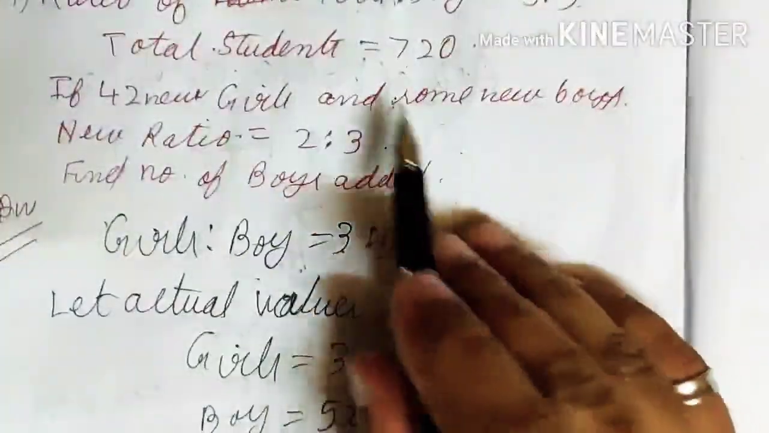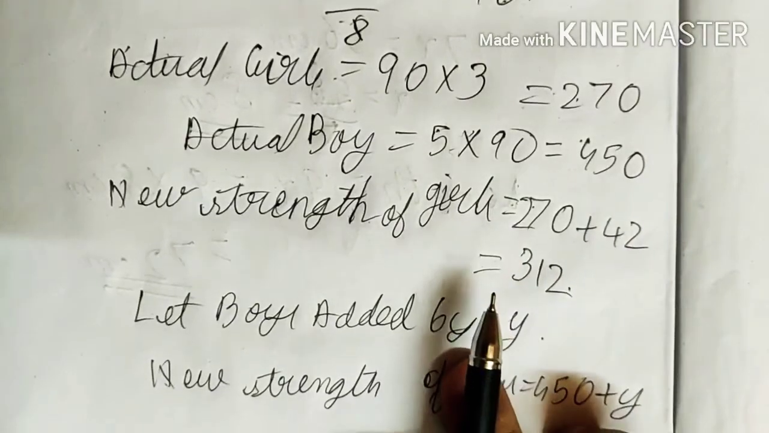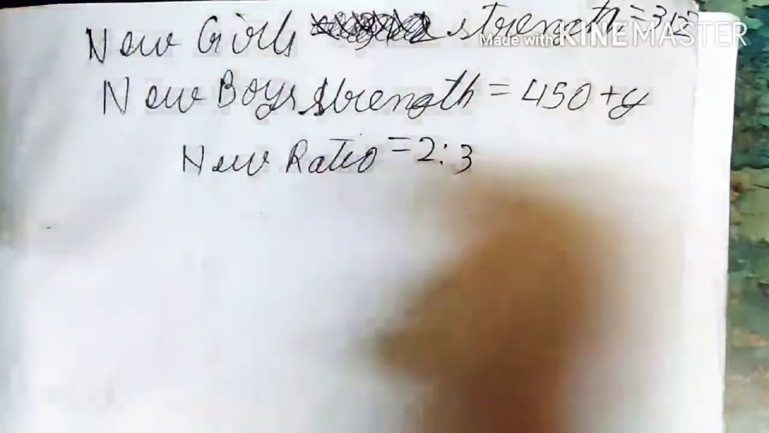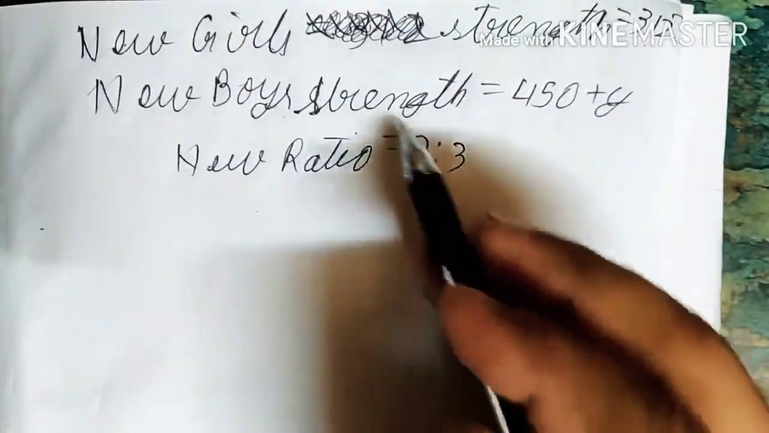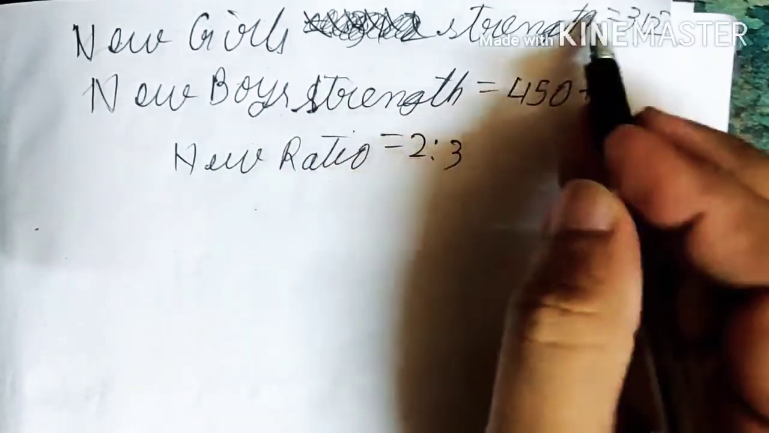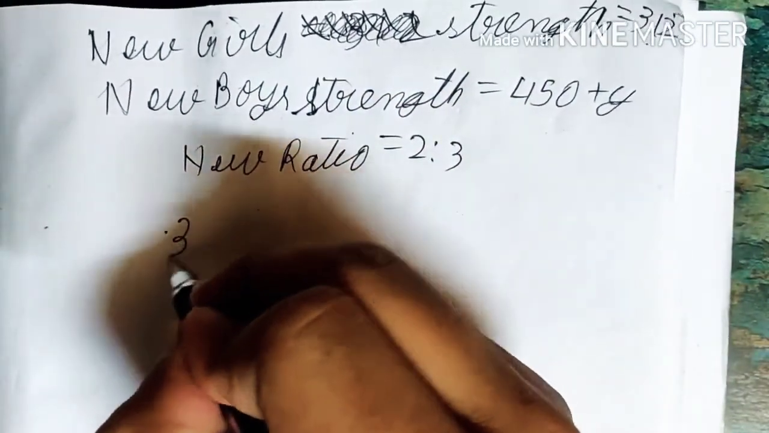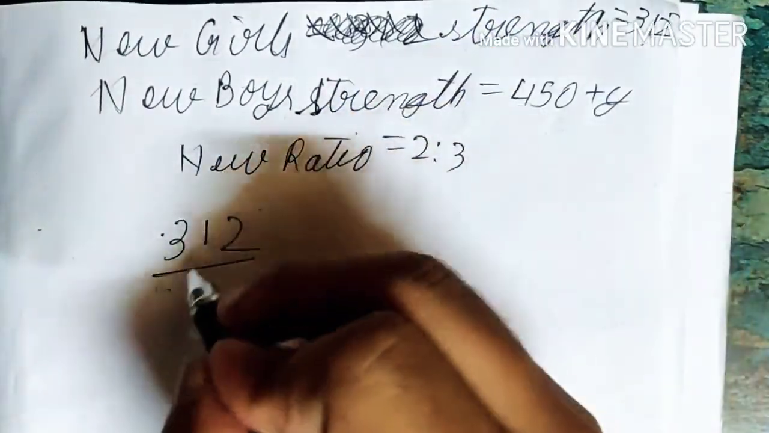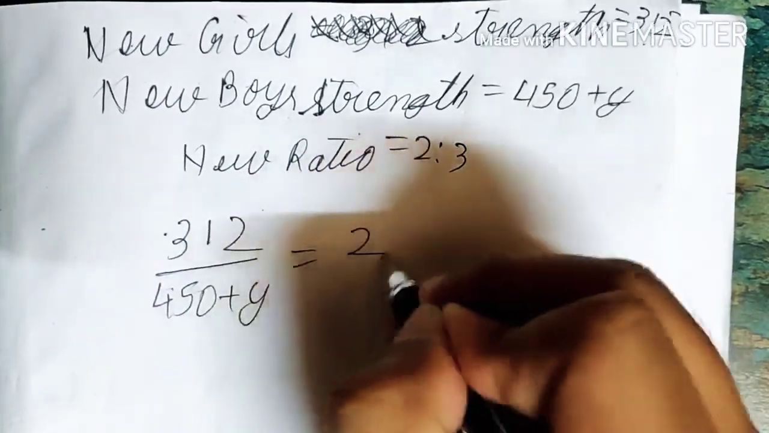The question said here some new boys. We don't know the number of new boys, so we took that some new boys be y. So the new strength of boys becomes 450 plus y. New girl strength was 312. New boy strength is 450 plus y, and the new ratio between these two new values is 2:3. That is, new girls strength upon new boys strength gives 2/3.